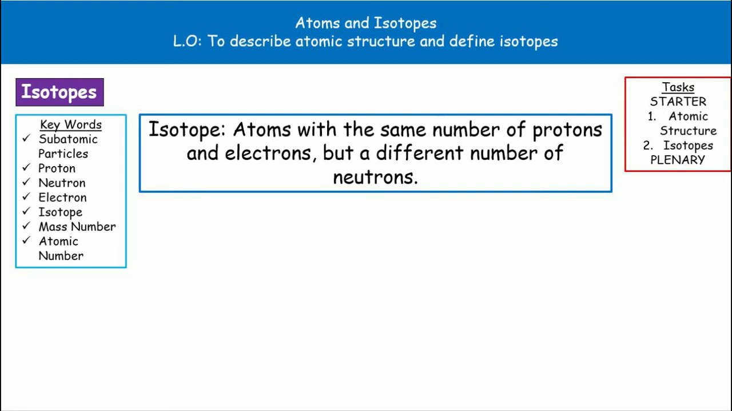So an isotope is an atom with the same number of protons and electrons, but a different number of neutrons. So this could very well be a 2-mark question for just writing a definition of isotope, because you can get that first mark for saying it's got the same number of protons and electrons, and that second mark for a different number of neutrons. So make sure you know that definition. I'll just leave it up there for about another 20 seconds so that you can write it down if you've not got it already.